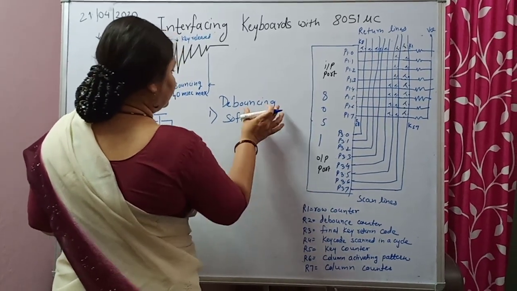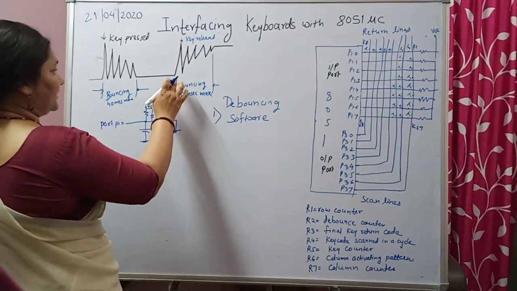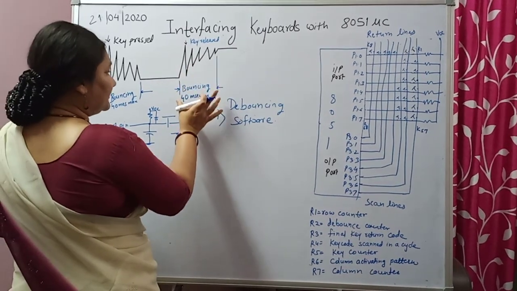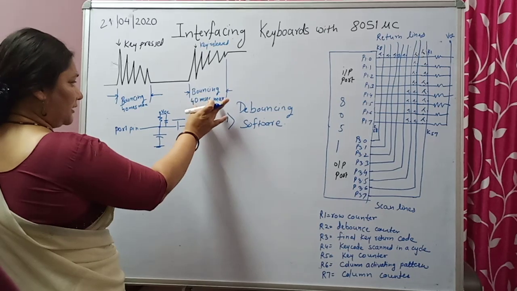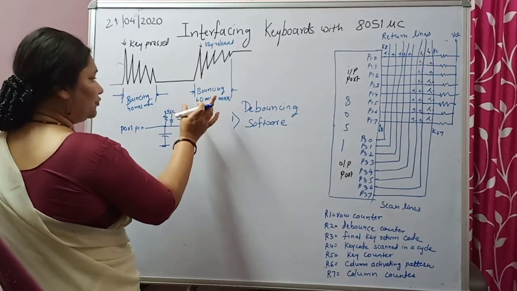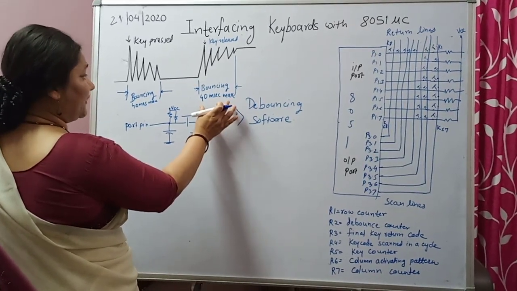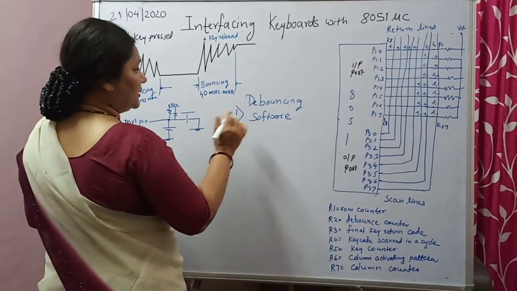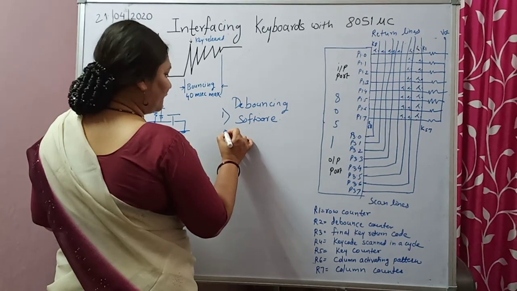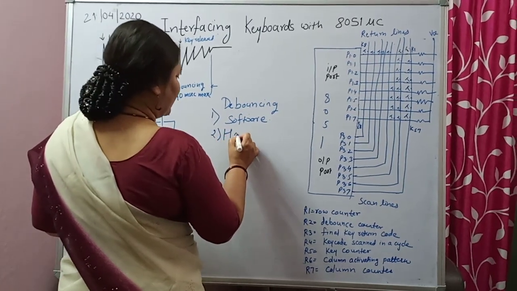Debouncing means that when we press the key, or when the key is released, it is bouncing, and to make it stable we have to introduce this particular period. We have to wait for this period. That's why this is called debouncing of the key. It can be done with the help of software, and it can be done with the help of hardware.